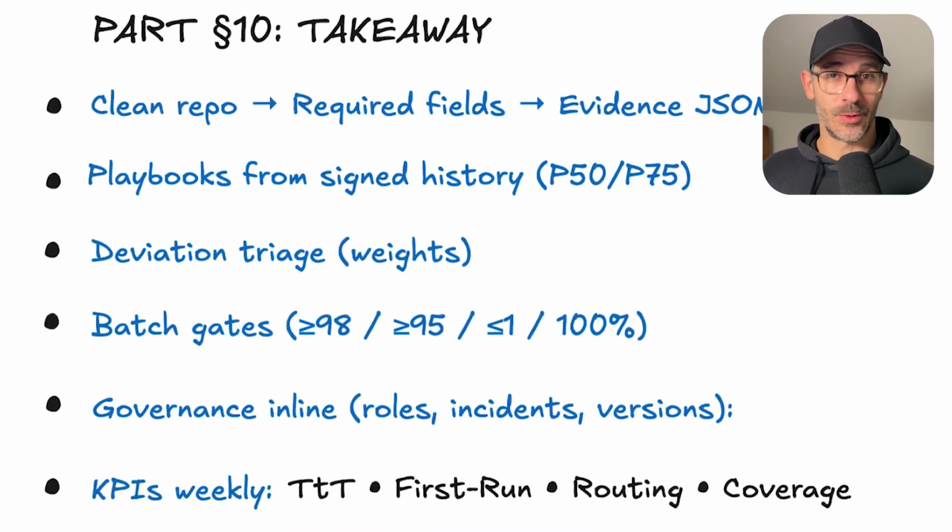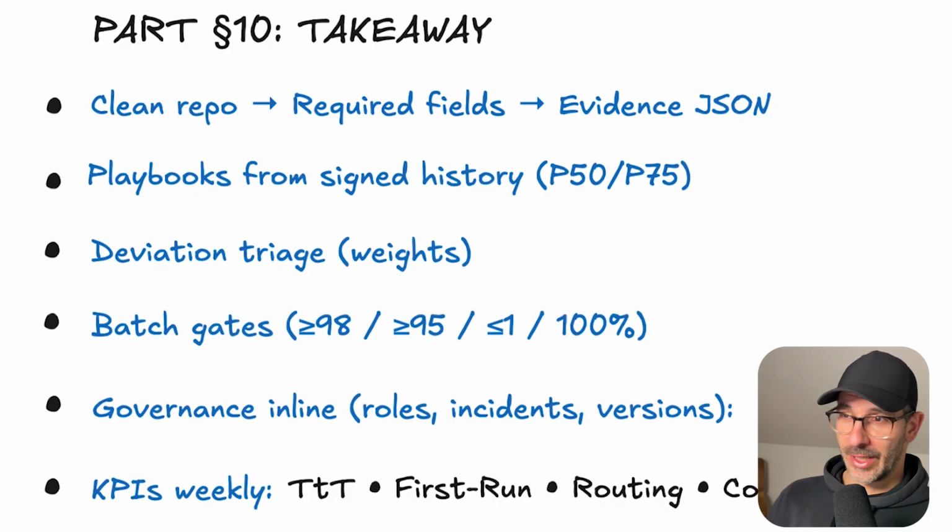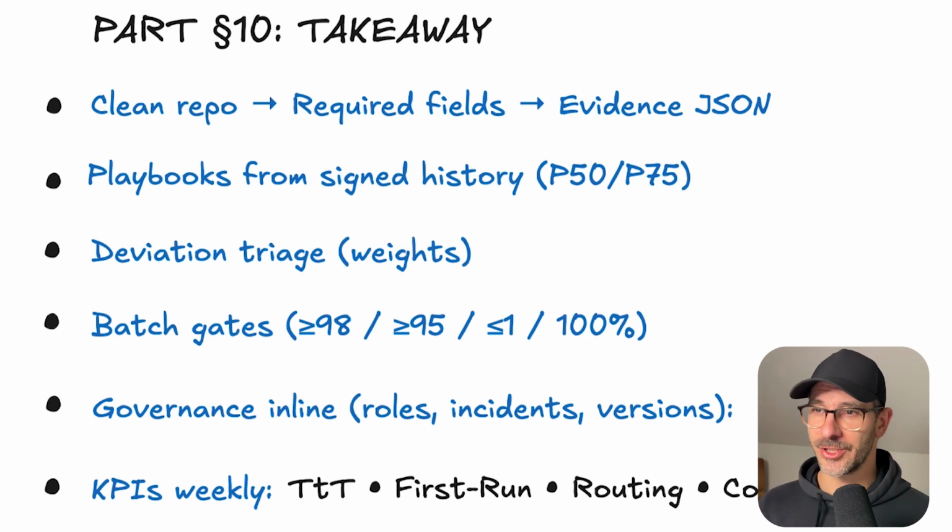Thanks for sticking around all the way till the end. Here's the sequence that matters. A clean repo with required fields feeding evidence JSON. Playbooks from signed history and not opinion. Deviation-based triage weighted by risk. Batch gates so we don't ship junk. Governance in line. Roles, incidents, versions, and KPIs tracked weekly. Time to triage, first run, routing, and coverage. And that's the foundation a legal team can trust.